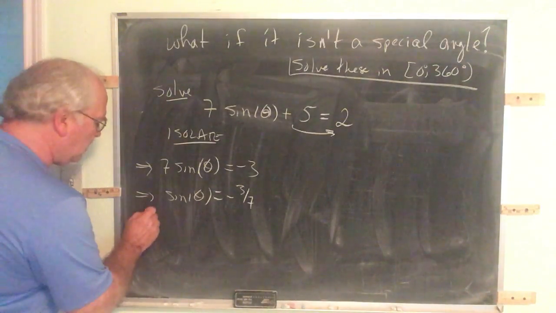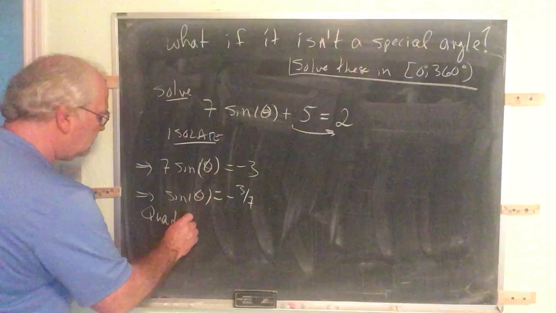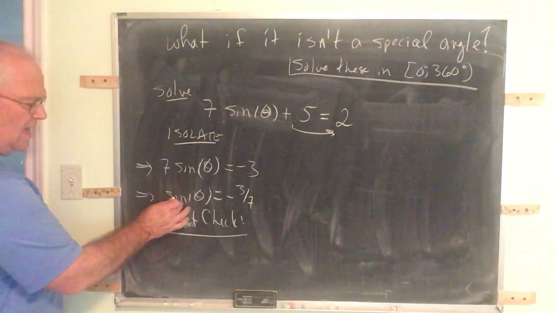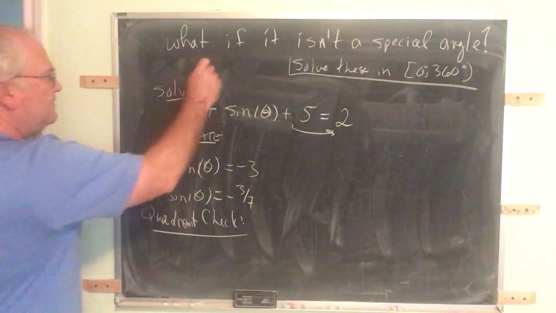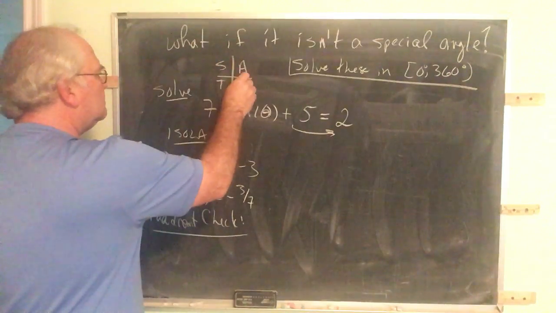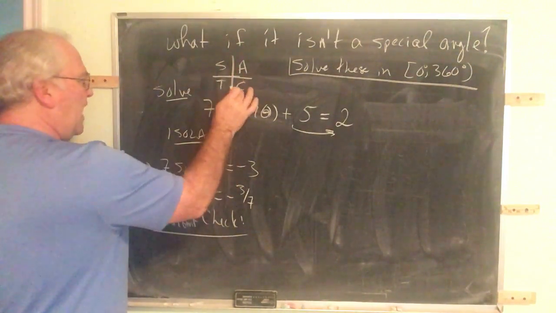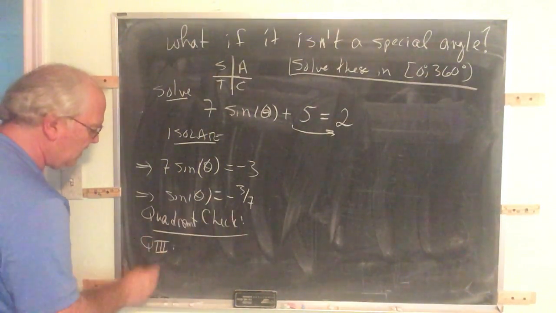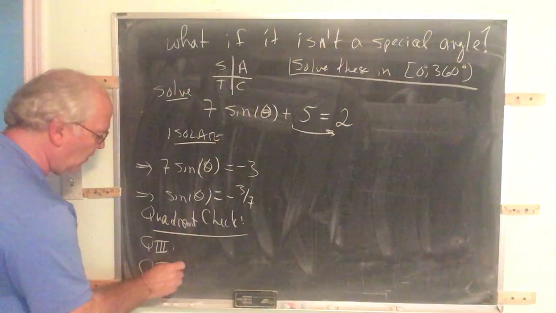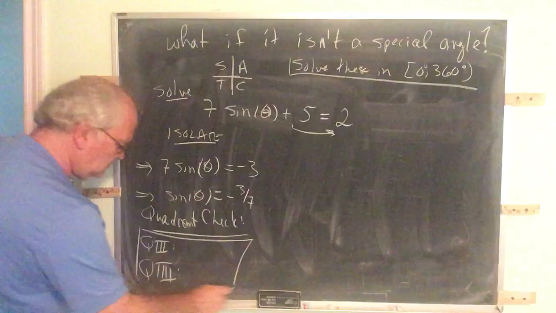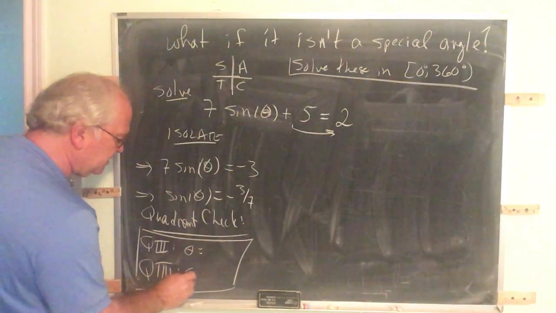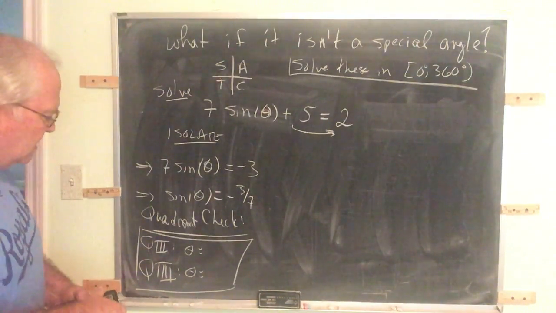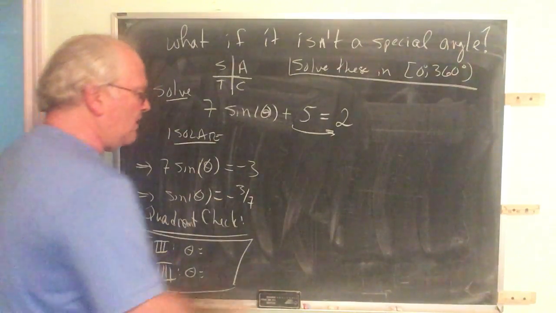Same now as before: quadrant check. Well, where is sine negative? Sine is negative in quadrants 3 and 4. So we're going to have a quadrant 3 solution, and we're going to have a quadrant 4 solution. The next piece is, after we do the quadrant check, we do the reference angle.